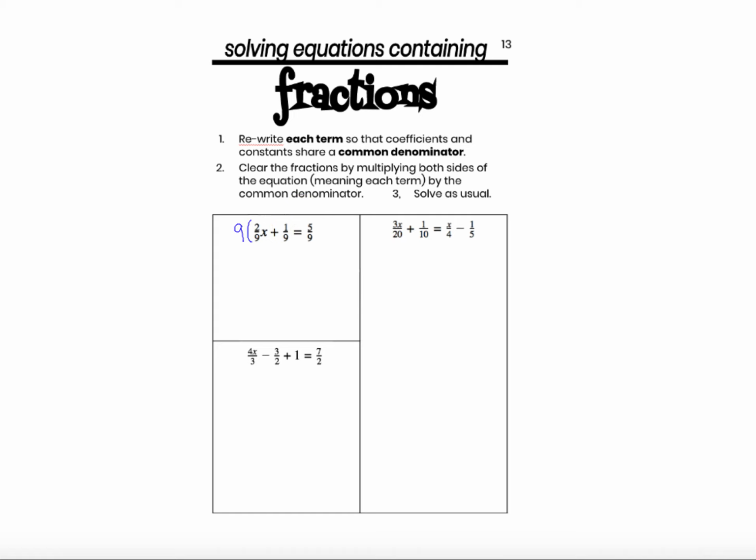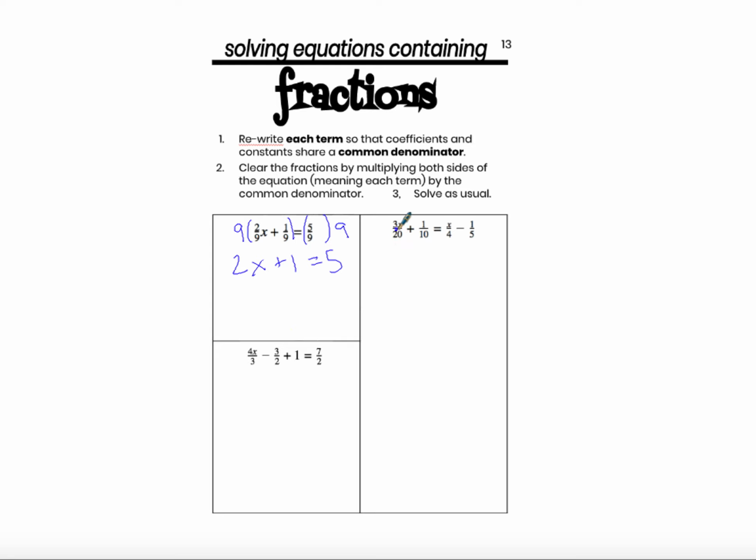Really common issue is that people like to do this. I would really like you not to do that. It's weird to multiply the equal sign by 9. What we're doing is we have this expression equal to this expression, and multiplying 2/9 x plus 1/9 by 9 is still equal to 5/9 times 9. So we're just maintaining that equality. Multiplying both sides of the equation by 9 basically lets us cross out the denominator so that we have 2x plus 1 equals 5. And then from there, you can solve that two-step equation.